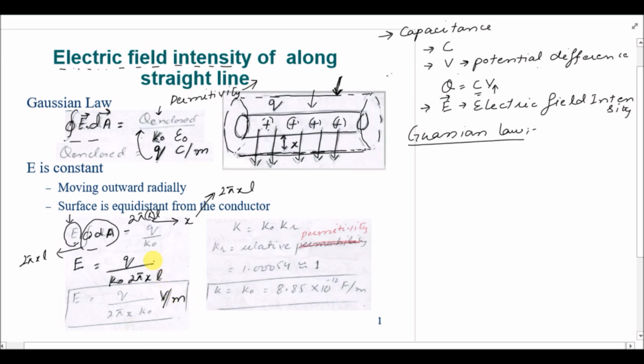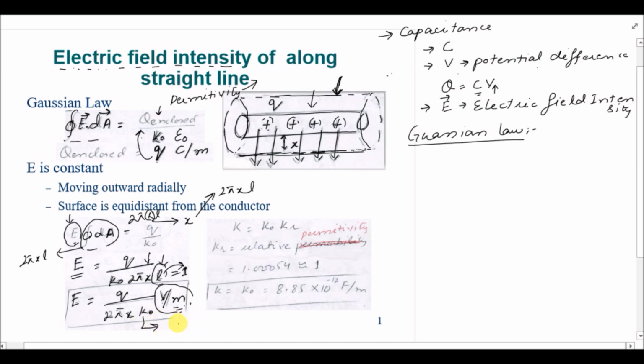Now in this formula we have the variable for length, but usually we calculate the electric field intensity per unit length, so this length will be equal to 1, and in the final formula we will have volt per meter. So when L is replaced by 1, the formula becomes E is equal to Q over 2 pi x K naught, and here K naught is the permittivity.